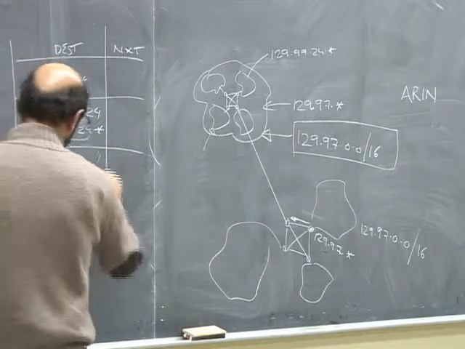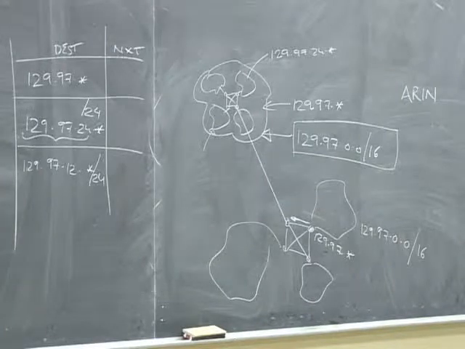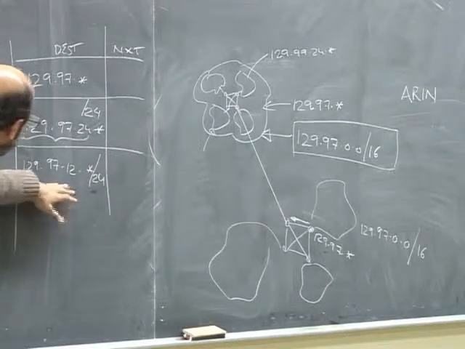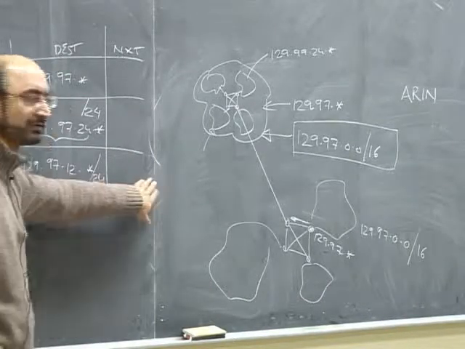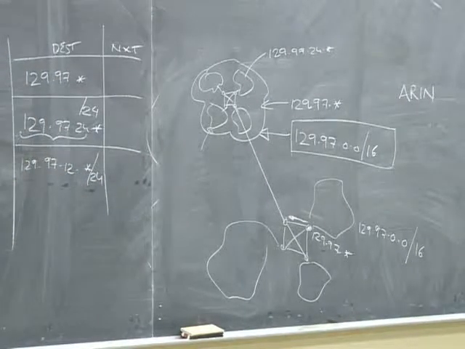129.97.12. And this would also be a /24, which means take the destination IP address on a packet, match the first 24 bits, and if the first 24 bits correspond to 129.97.12, then send it to the next hop. That's the meaning of a /24.